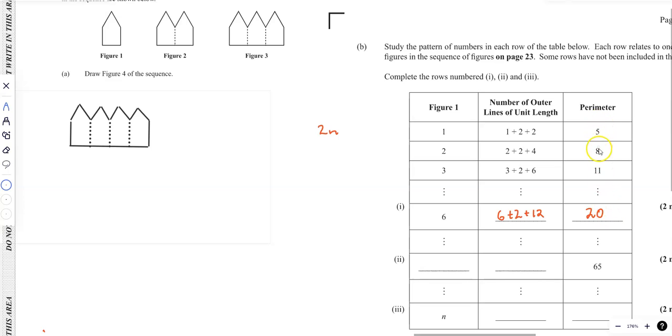Now, let's examine the formula for the perimeter there. We have 5, then 8, 11. It's going up by 3. So we can see that it's a 3 times table. So if it's going up by 3, you write 3n. Alright?